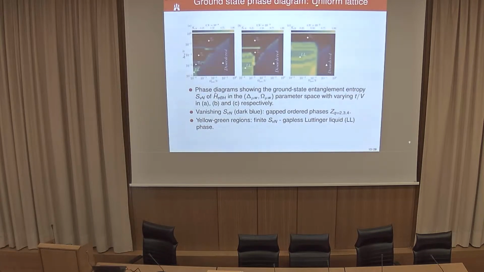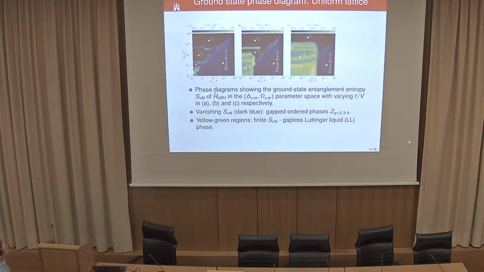Let's take first the ground state phase diagram for a uniform lattice. We have here the Rabi frequency and here the detuning, and what is shown is S_vN, the von Neumann entanglement entropy, obtained by dividing the system in half, taking the density matrix.